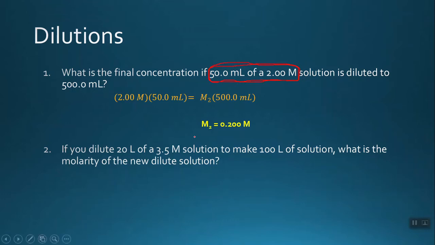Second problem says if you dilute 20 liters of a 3.5 molar solution to make 100 liters of solution, what is the molarity of the new dilute solution? So again, we're going to set it up so that the molarity and the volume are paired up together. So 3.5 molarity times 20 liters is equal to M2 times 100 liters. Multiply and divide, and you get a new molarity of 0.7 molar.